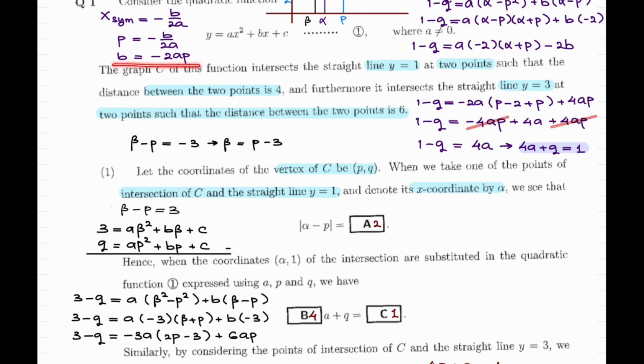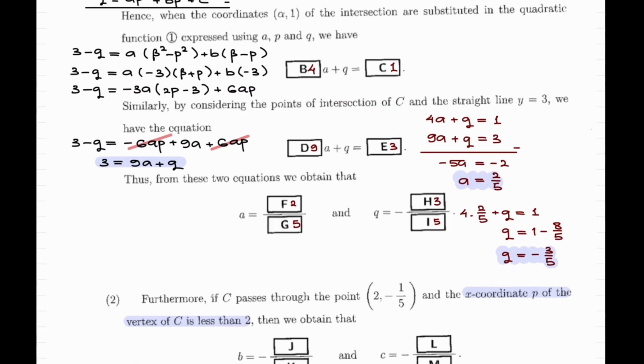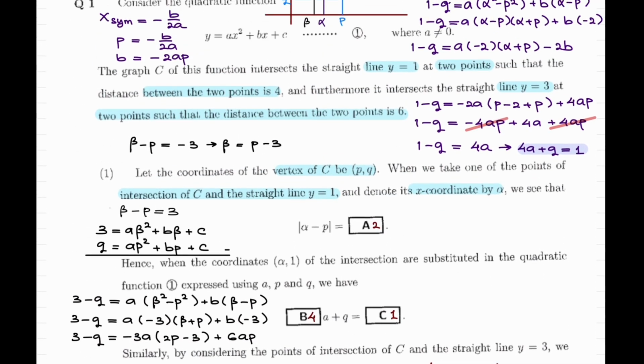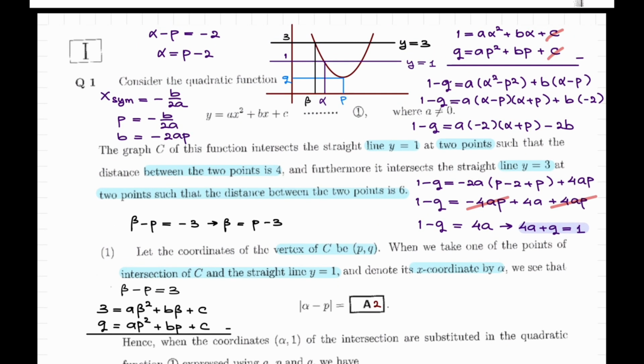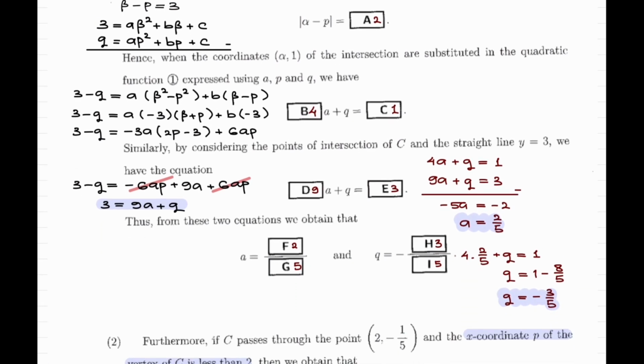B equals -2 times A times P. We already know A, but we do not know P, yeah? We still do not know P, but we know that alpha is equal to P minus 2. Wait a second, let me think. You know A, you know Q.